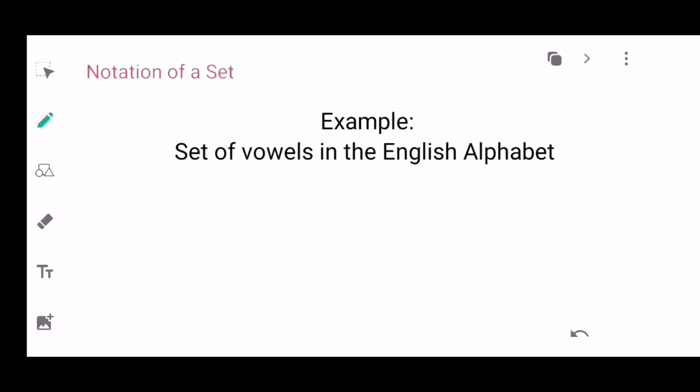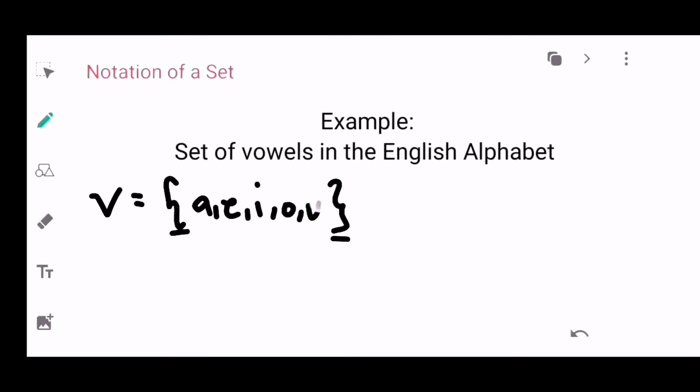Now how are we going to write this in symbols? Let us denote this set as set V, so we use the capital letter. Set V containing. Now take note of how I read these braces. We use these braces to mean that everything inside is included in that given set. So it is read as containing or contains. We will write inside all the members, which are A, E, I, O, and U.